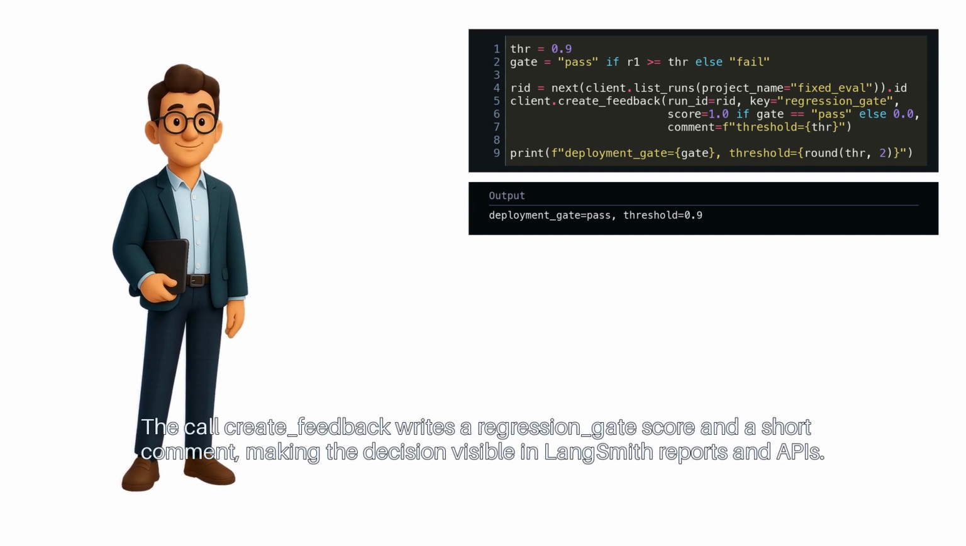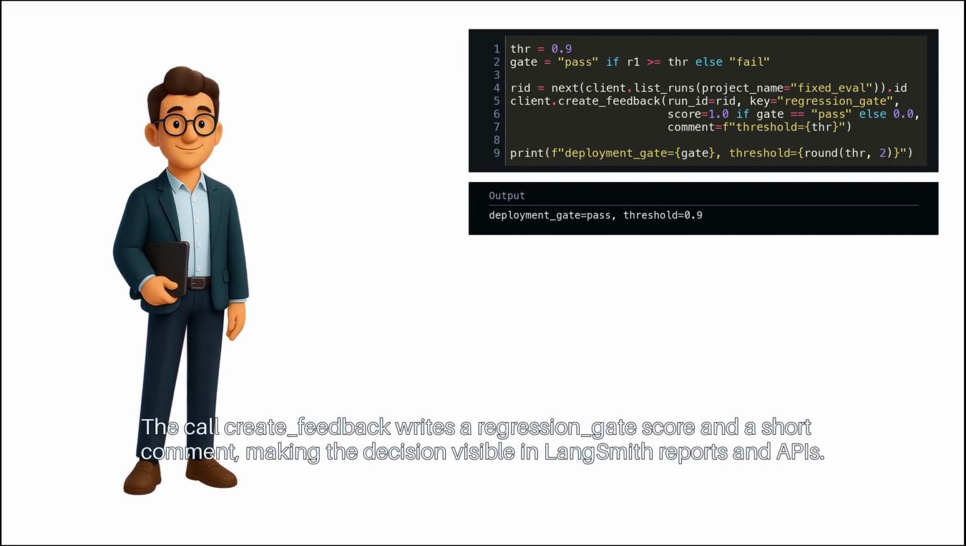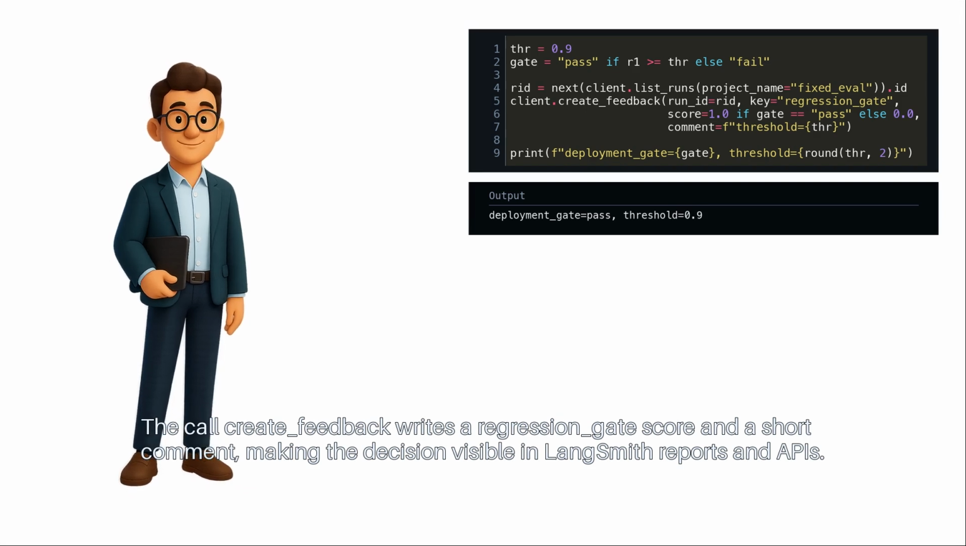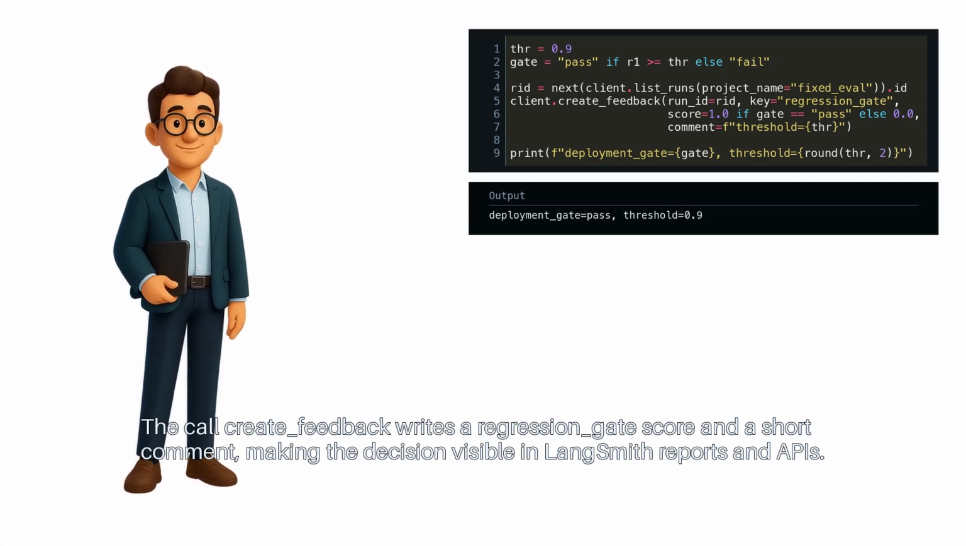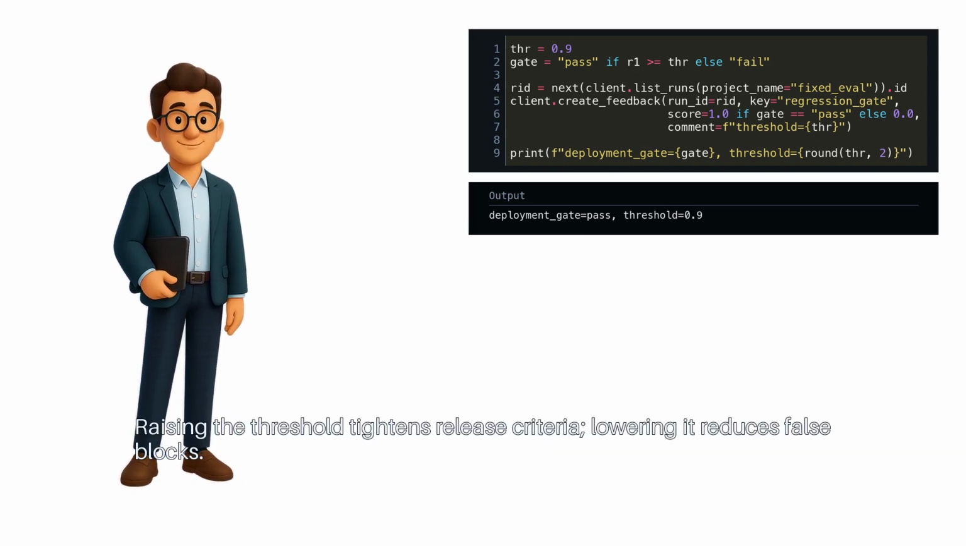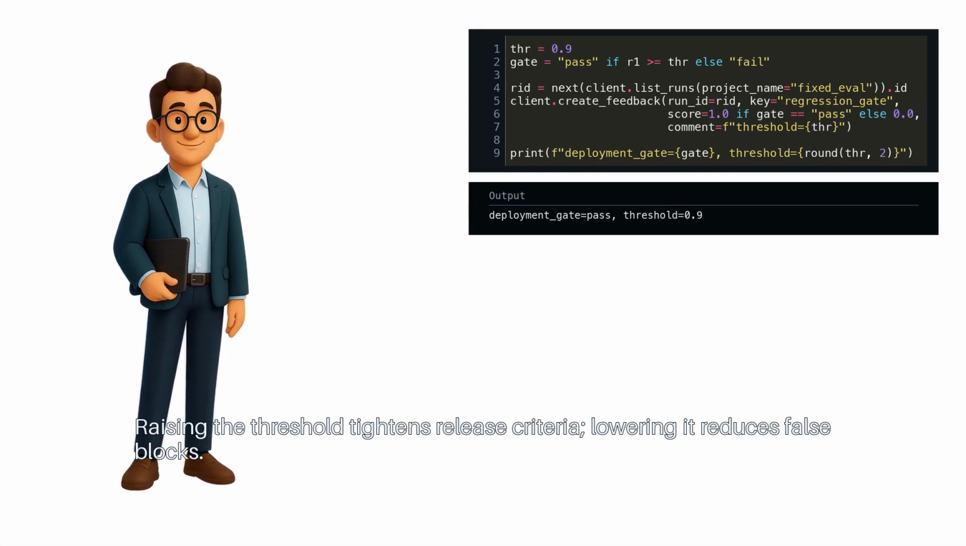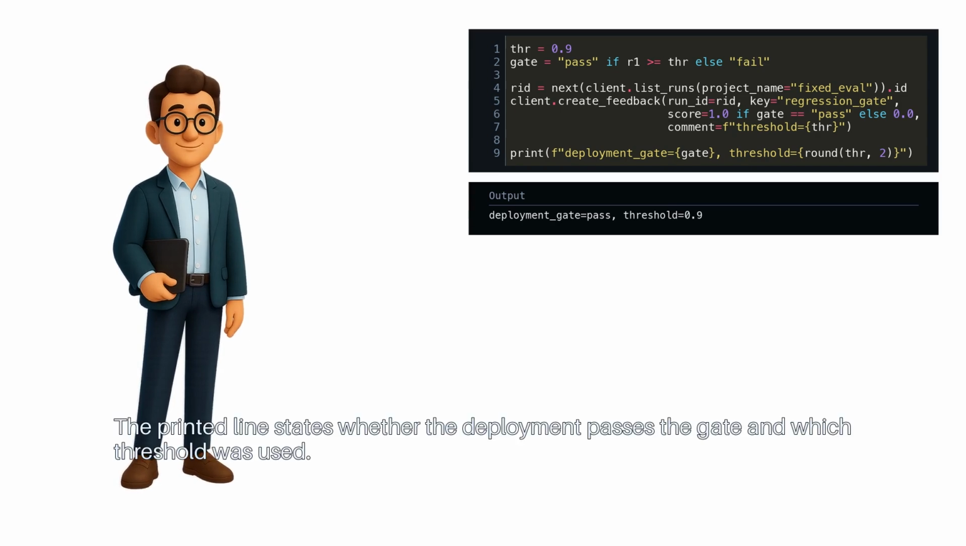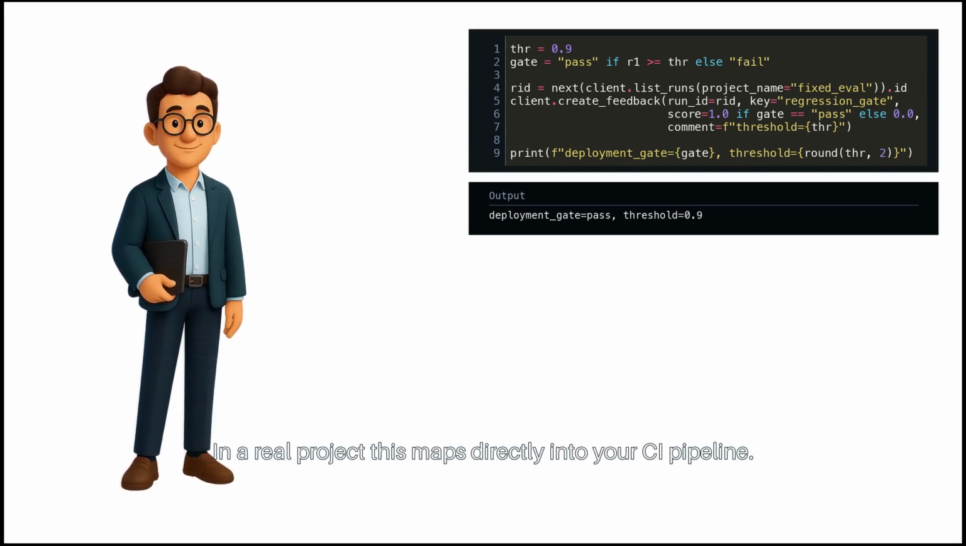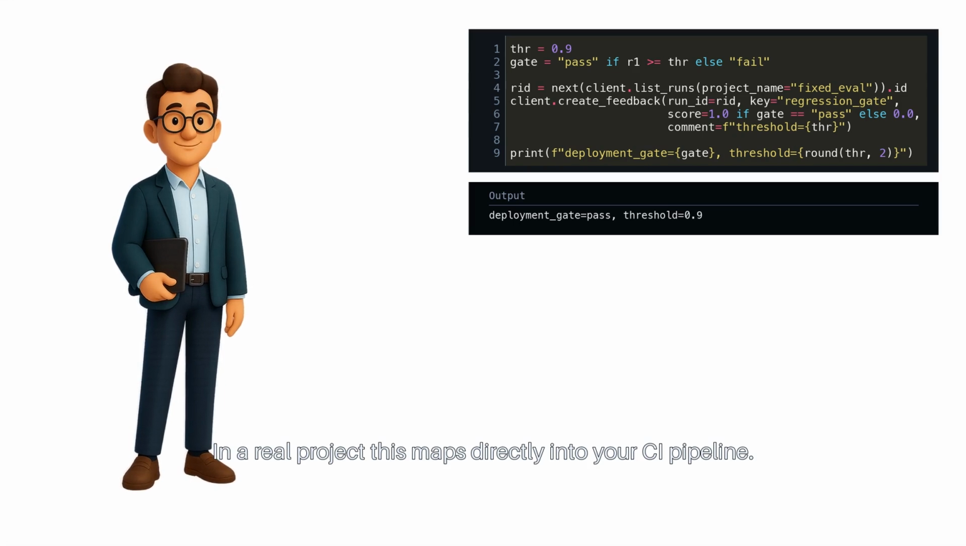The call createFeedback writes a regression gate score and a short comment, making the decision visible in LangSmith reports and APIs. Raising the threshold tightens release criteria. Lowering it reduces false blocks. The printed line states whether the deployment passes the gate and which threshold was used. In a real project, this maps directly into your CI pipeline.